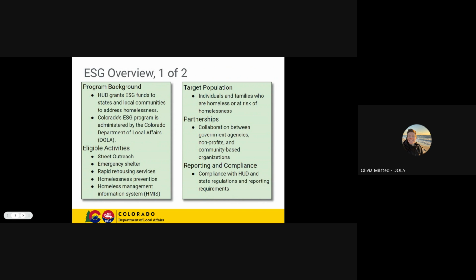Some partnerships that occur within this program, and within this grant, are collaborations between government agencies, nonprofits, and community-based organizations. And these programs are required to be in compliance with HUD and state regulations and reporting requirements under both of those entities.